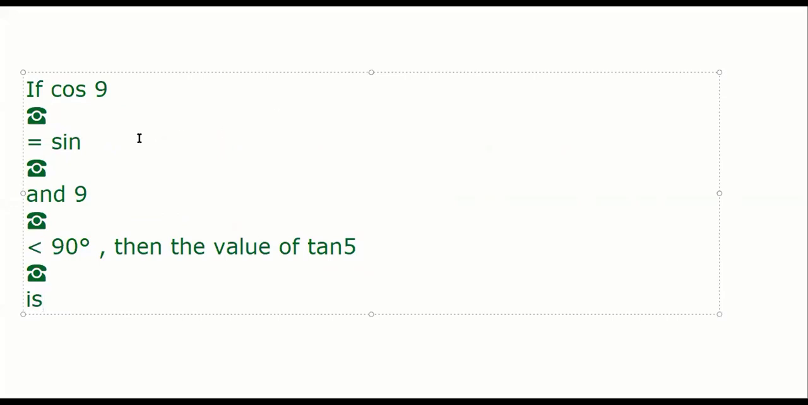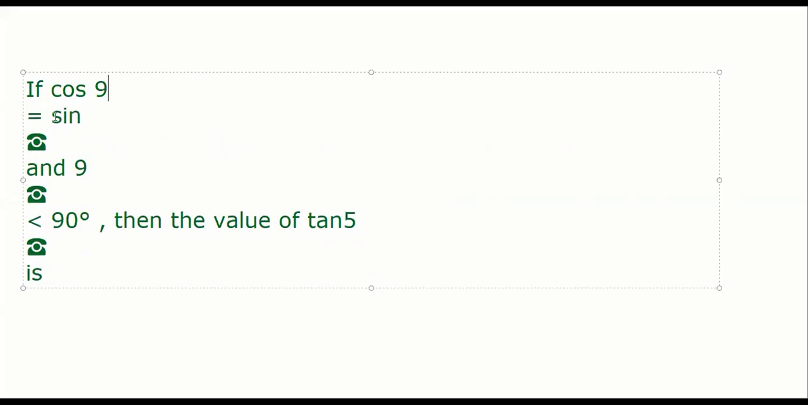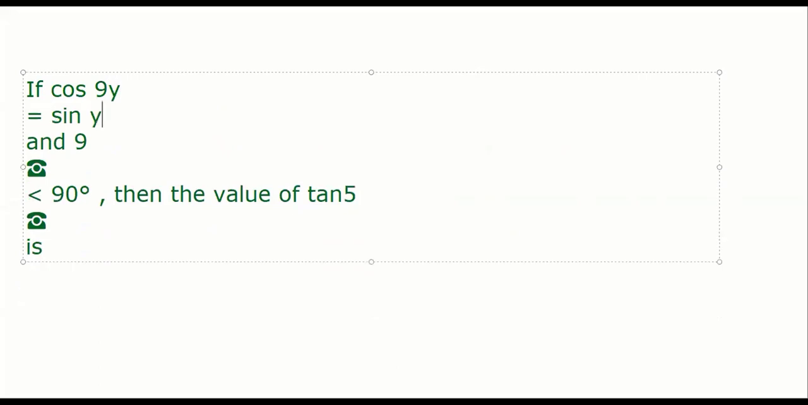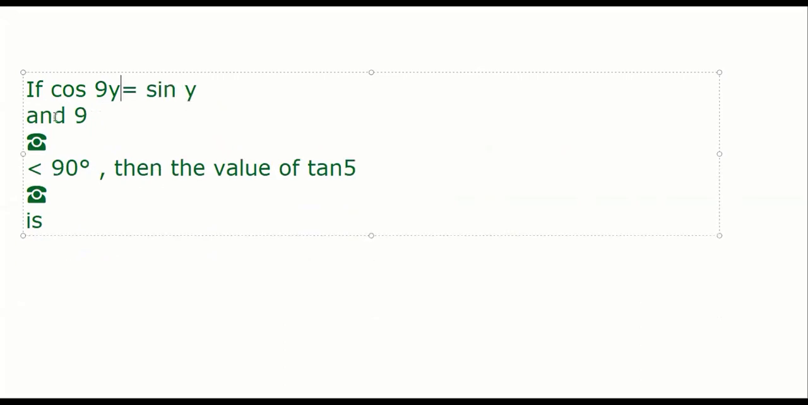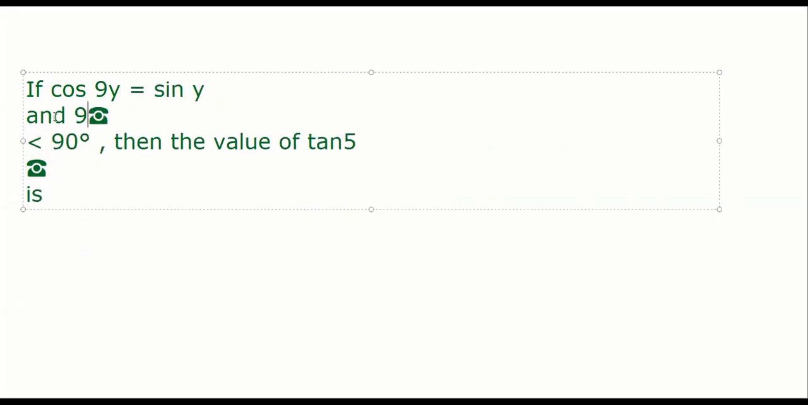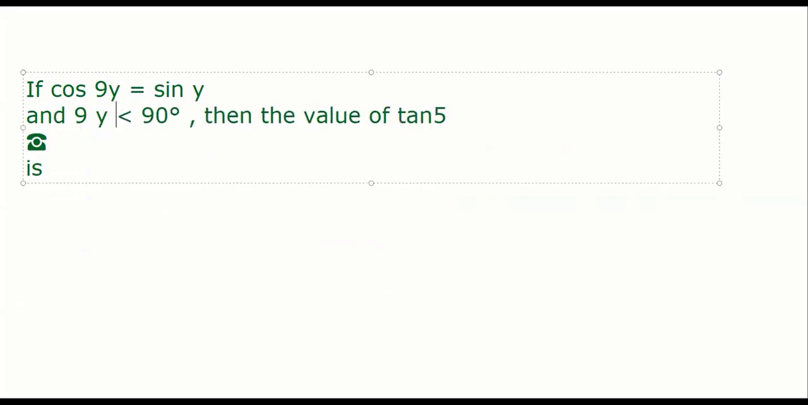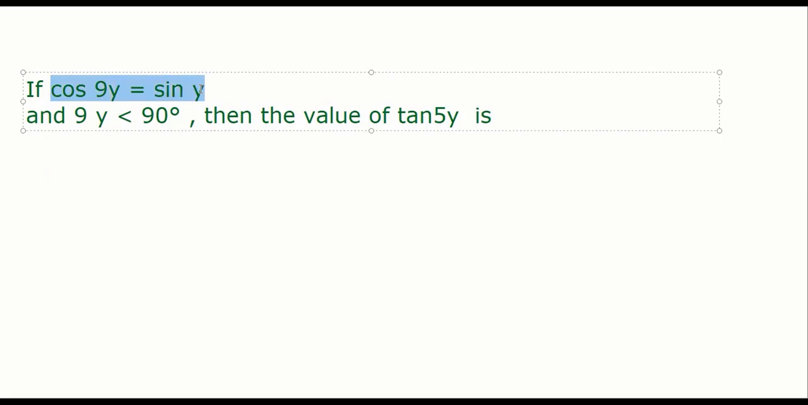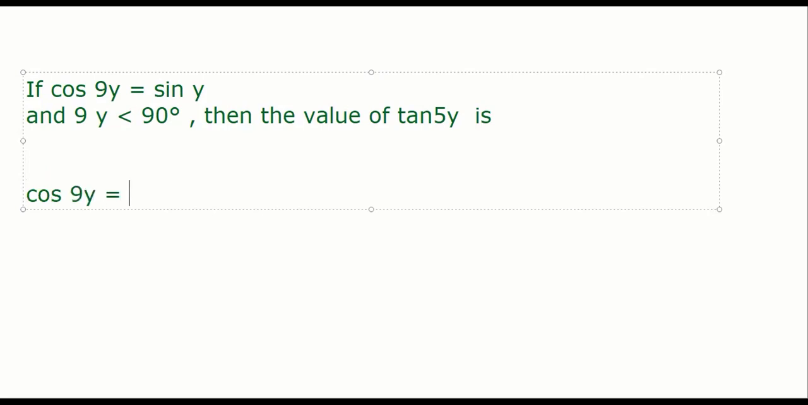If cos 9y, suppose, equals sin y, and 9y is less than 90 degrees, then the value of tan 5y is. Cos 9y equals sin y. What is given is cos of 9y equal to sin of y.